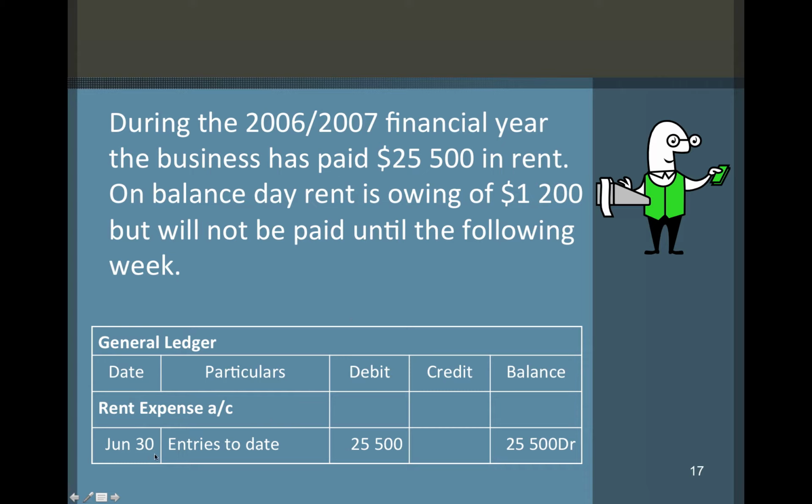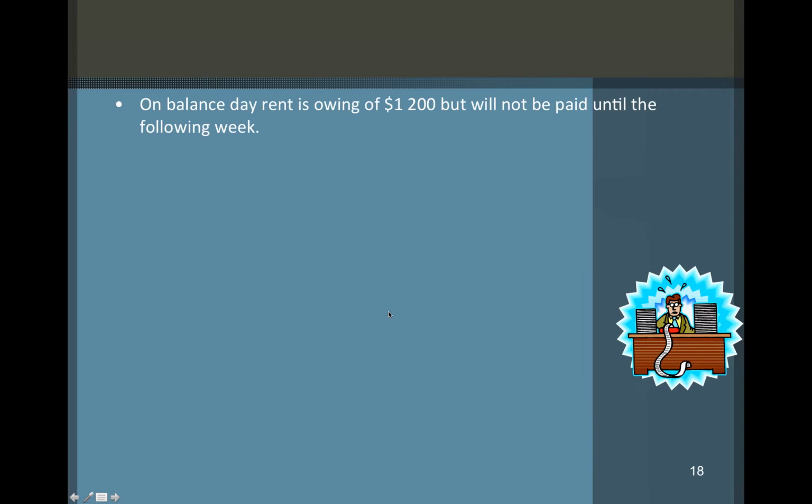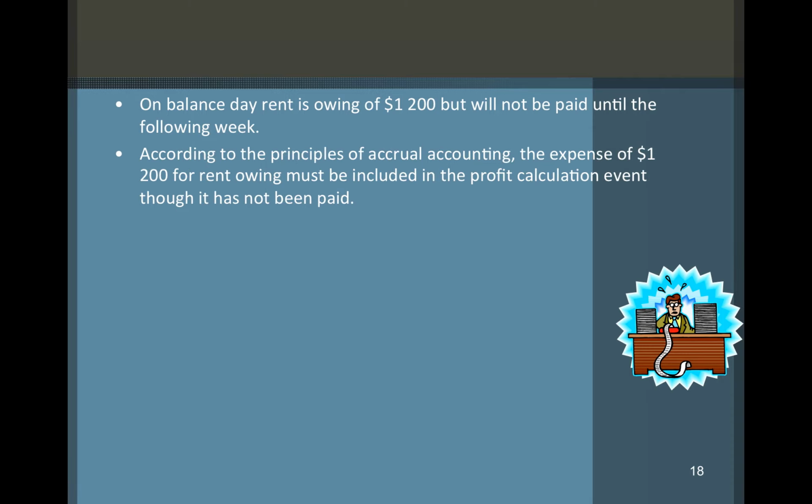So at the end of the accounting period, the entries to date amount to $25,500. That may be the sum total of perhaps 12 separate entries, and this is how we're representing it in the account at this point here. So let's consider these points here. On balance day, rent is owing of $1,200, but we won't pay it until the next week, and the next week happens to be in the next accounting period.